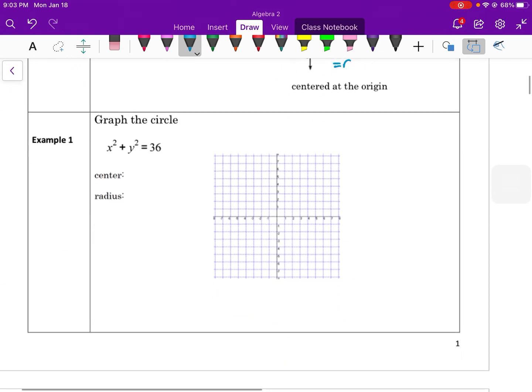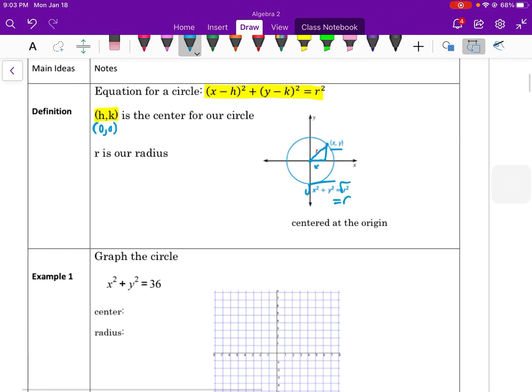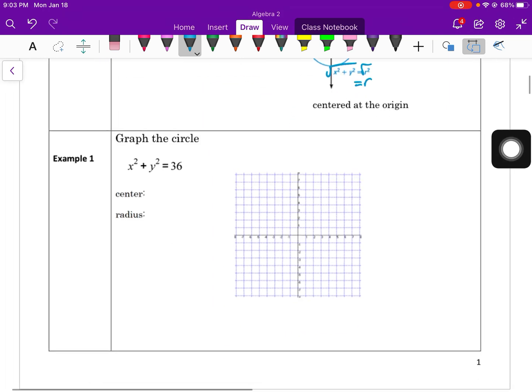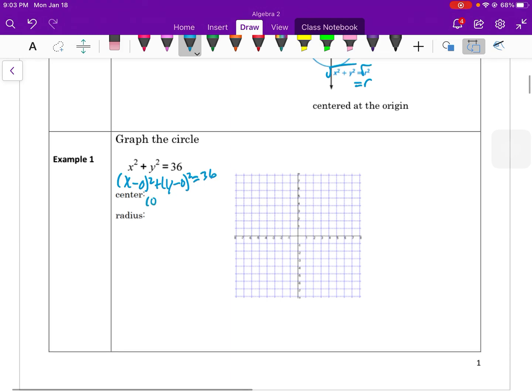Starting with the first example, graphing the circle x squared plus y squared equals 36. To make it look like the form that we see up here, with minus h and minus k, this would be x minus 0 squared plus y minus 0 squared equals 36. So the center is at (0, 0), that's at the origin there. And the radius, well, 36 here, that's equal to r squared.